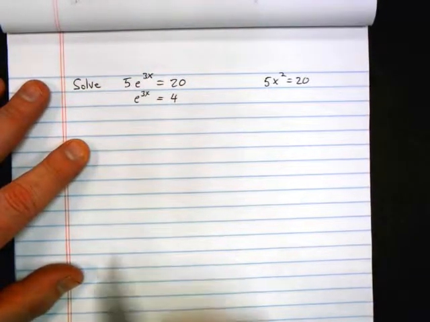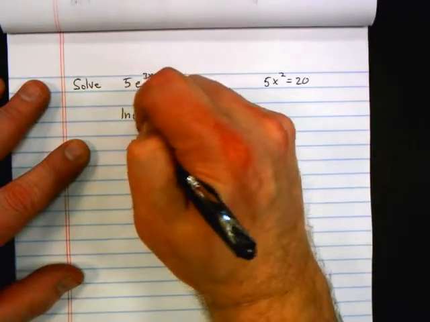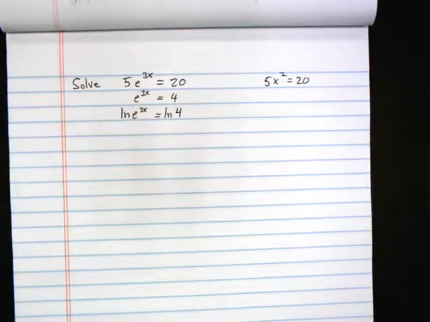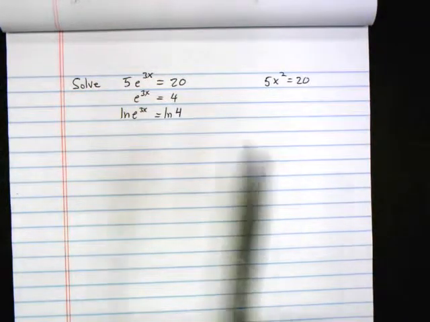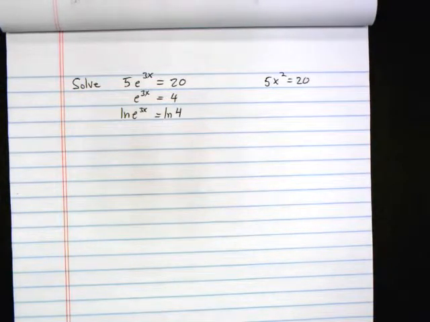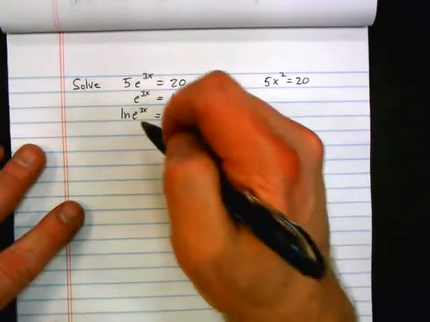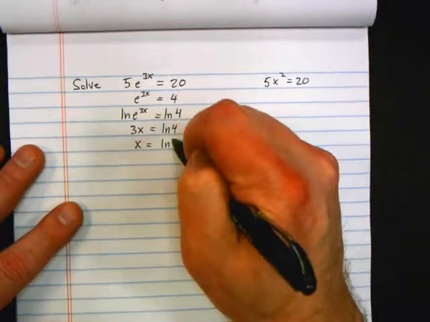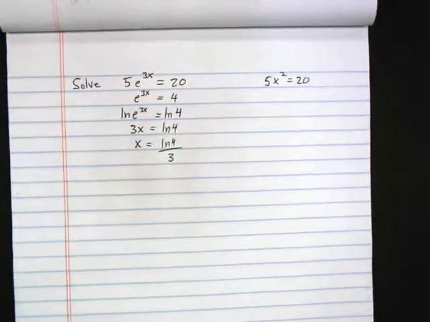Take the natural log on both sides. You can do that because natural log is a one-to-one function. Since natural log is a one-to-one function, if two things are equal, when you take the natural log, they're going to be equal. And how does that help? What happens on the left-hand side? The ln and the e are inverses. So you're left with 3x equals ln 4. So x is ln 4 over 3.